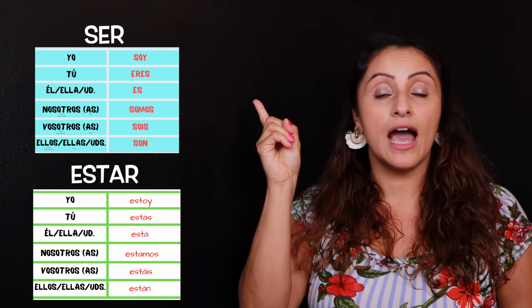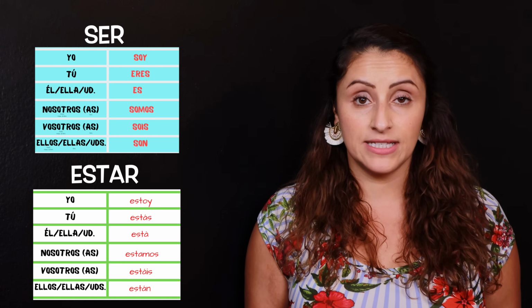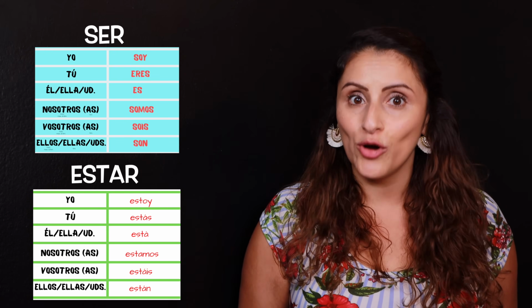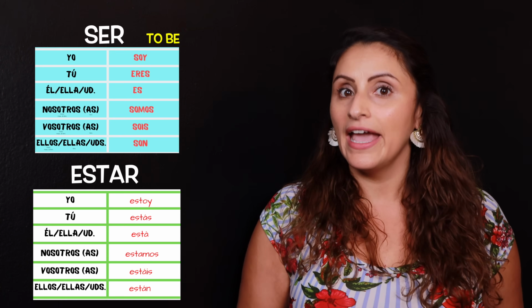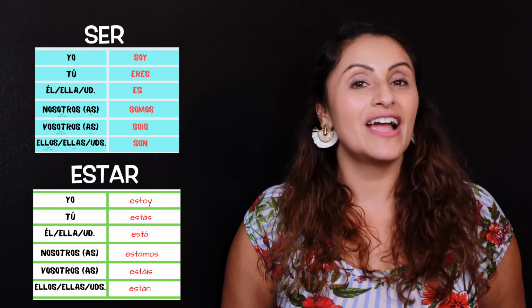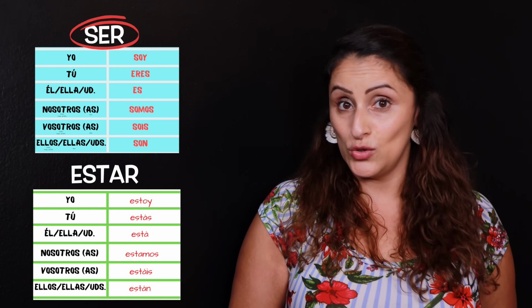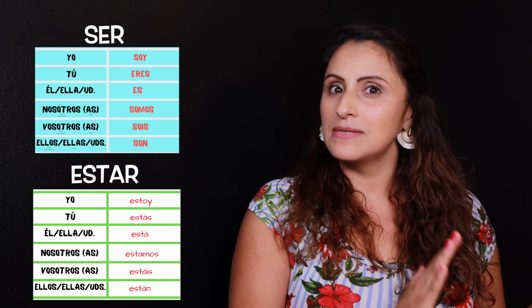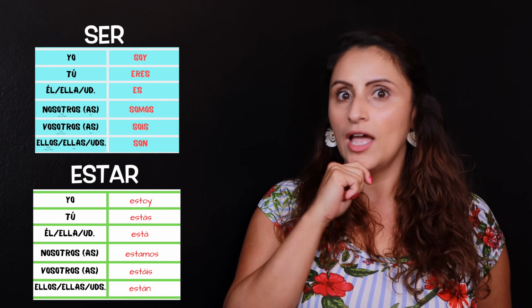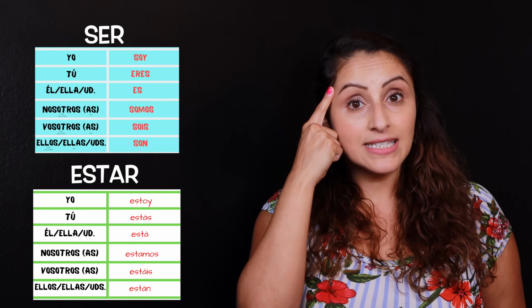So we have the verb ser up top and its conjugations, and we have the verb estar right here and all of its conjugations. These are all present tense conjugations, and we know that the verb ser means to be, and we also know that the verb estar means to be. You have learned some ways to use ser and some ways to use estar, but you've learned them separately and you may or may not have stopped to think about whether you should use ser or estar. So far, it's been memorization.